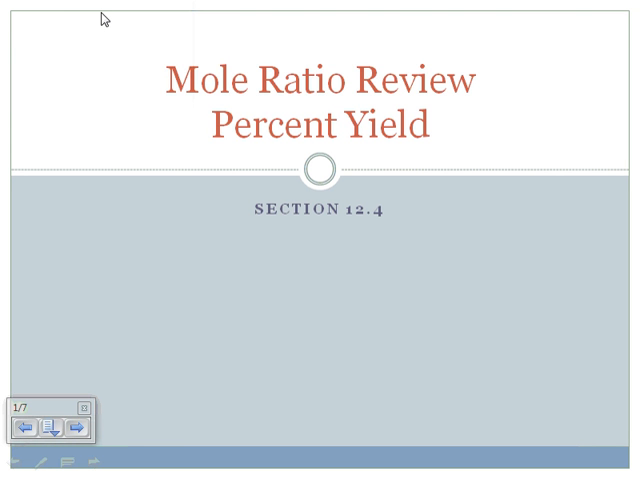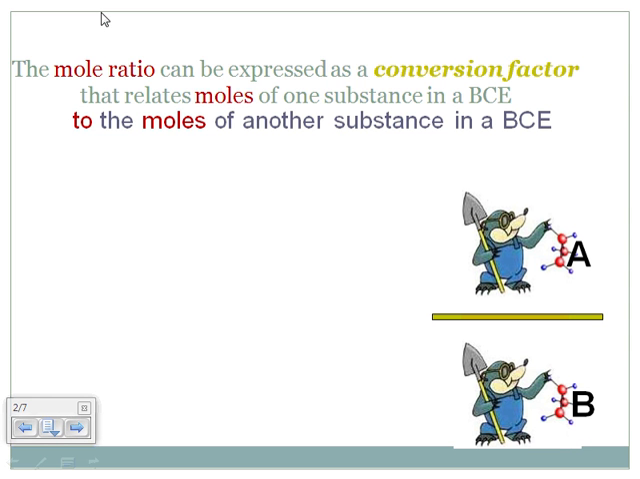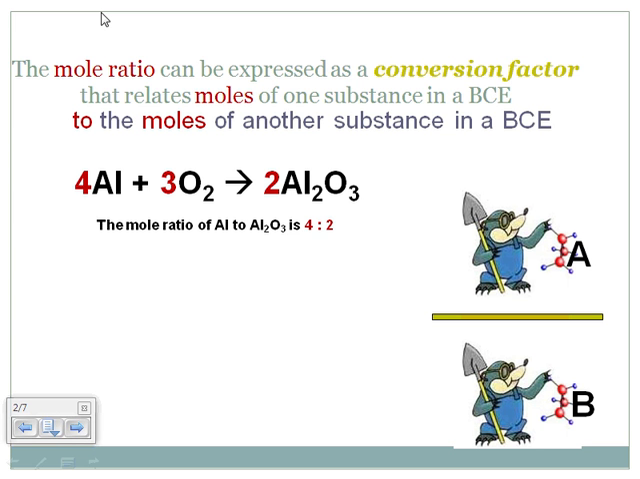This is a presentation on section 12.4, quick mole ratio review, and a new topic of percent yield. Let's take a quick review of what the mole ratio is. It can be expressed as a conversion factor that relates moles of one substance to the moles of another in a balanced chemical reaction. So moles of one over moles of another.